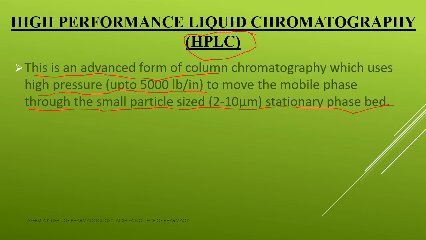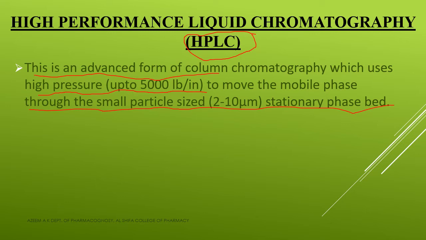Okay, so here also one column is there, and this column is shorter and also narrower than the flash as well as column chromatography columns. And here the particle size is in fact very small, that is, the size of the particles may range from 2 to 10 micrometers.